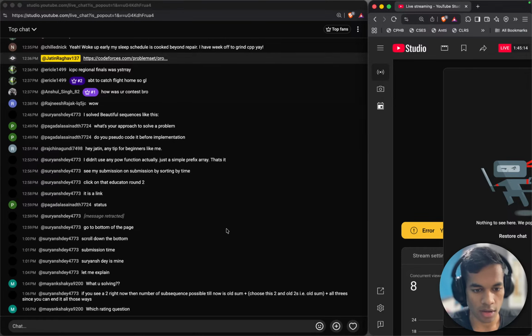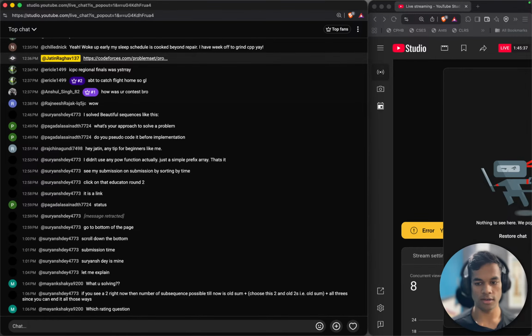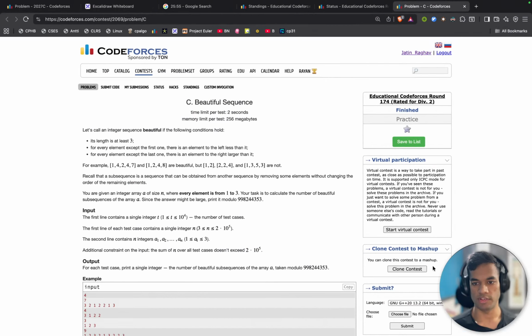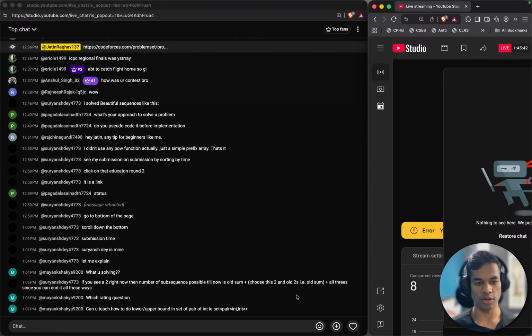If you see 2 right now, then the number of subsequences possible till now is old sum, choosing this 2 and old 2's, that is old sum, plus all the 3's, since you can end it in all those ways with choosing any of the 3's which are to the right. Makes sense. This question is 1500 rated, which is much less than 2000. Plus, yeah, wait, the series is still called 2000.